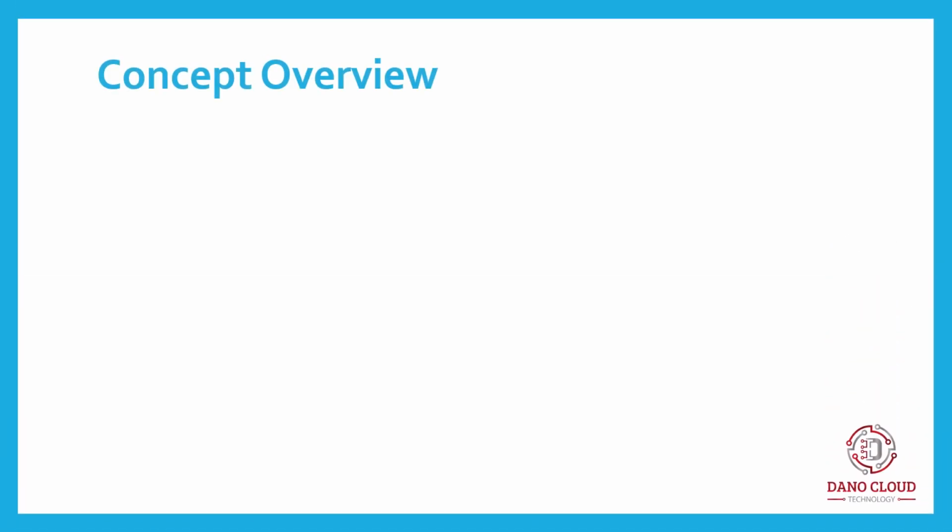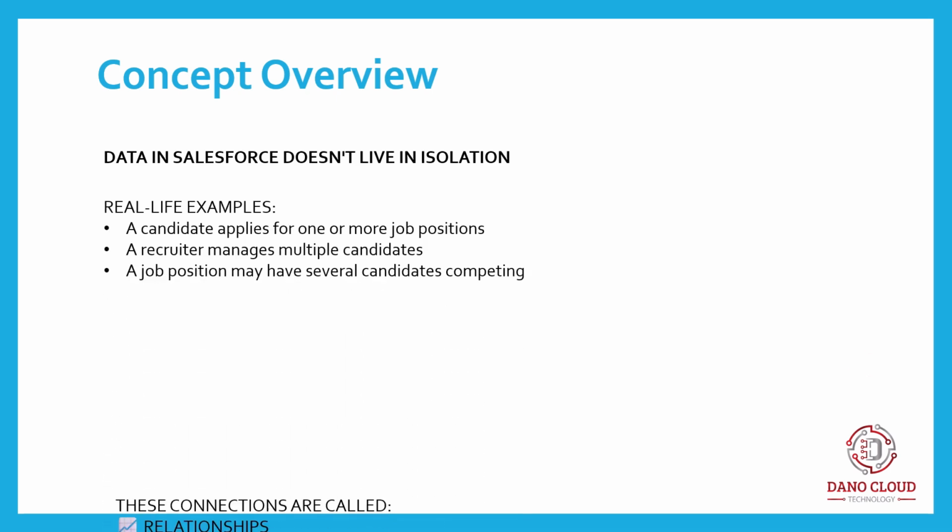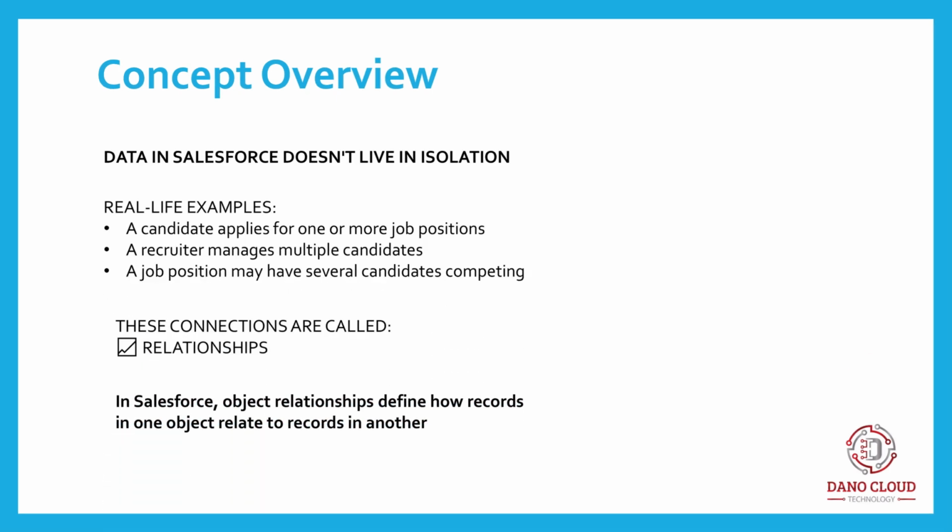In Salesforce, data never lives in isolation. Think about real life. A candidate can apply for multiple job positions, and a recruiter can manage multiple candidates, and a single job position might have several candidates competing. All these connections are what we call relationships in Salesforce. So in short, object relationships define how records in one object are connected to records in another.